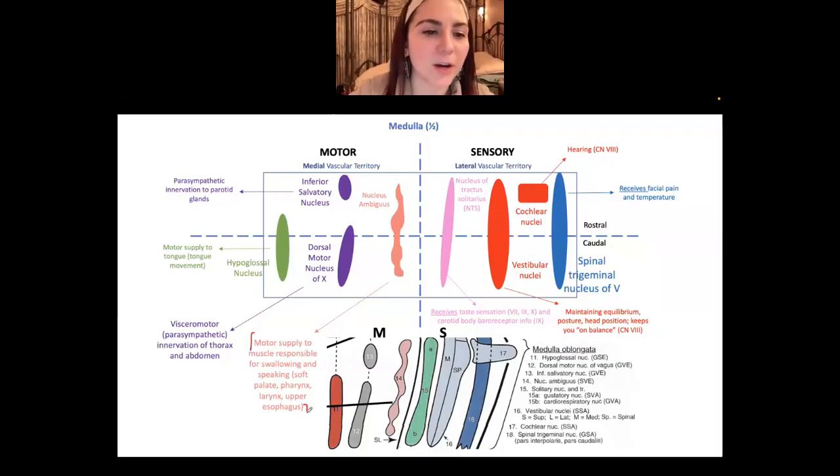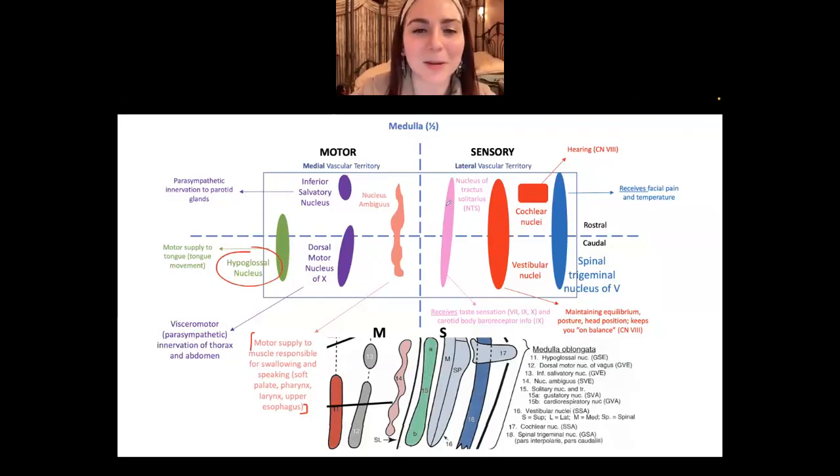Dorsal motor, and I put what all the functions are here so you can reason through what all of these things are. The dorsal motor nucleus of 10 does motor functions of 10, so that's nice. And that's going to be normal vagal nerve stuff. Hypoglossal, this is your motor for the tongue, which we talked about.